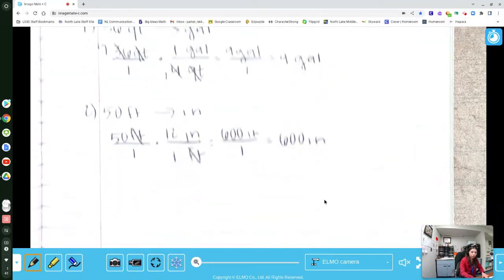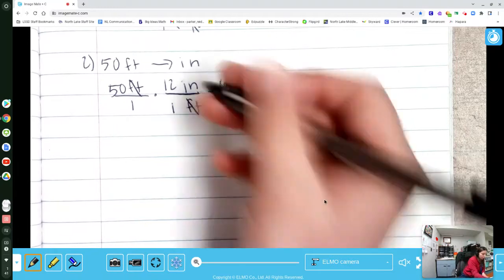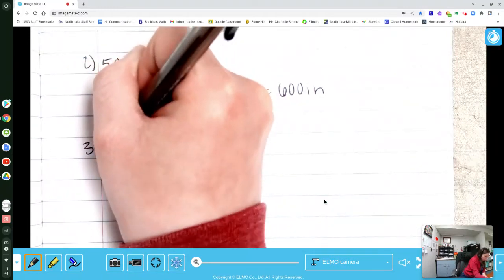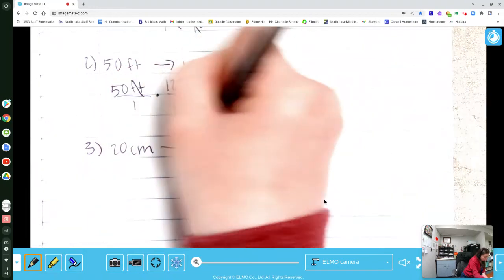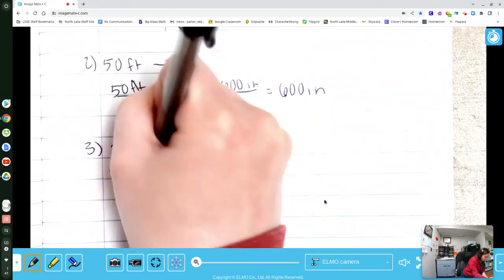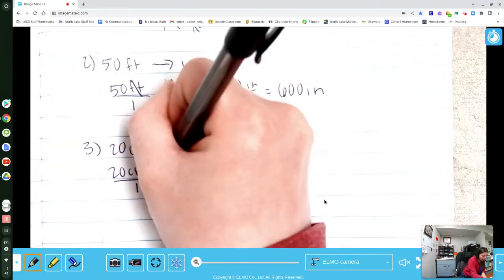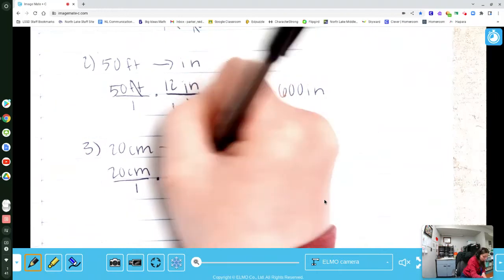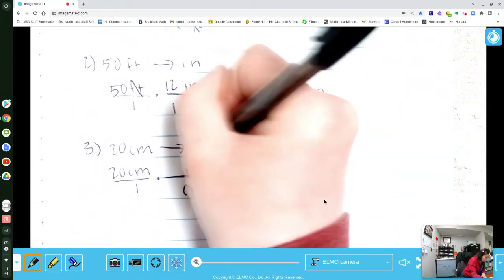Okay, let's try a couple more. Number 3, this time I am going to change 20 centimeters into inches. So again, I'm going to start with my starting amount and their units, 20 centimeters. It's going to need to be a fraction. And I want to multiply it by a conversion factor. I want to cross cancel centimeters and make those go away, replace it with inches.